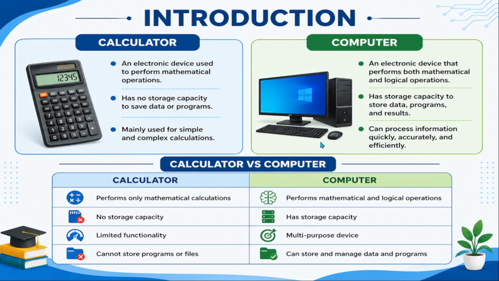Now the calculator. A calculator performs only mathematical operations. It has no storage device and is mainly used for simple calculations. What is the difference between calculator and computer? A calculator performs only mathematical calculation; a computer performs mathematical and also logical operations. There is no storage capacity in a calculator, but in a computer there is. A calculator has limited functionality, while a computer is a multi-purpose device. In a calculator we cannot store programs and files; in a computer we can store multiple programs and data.